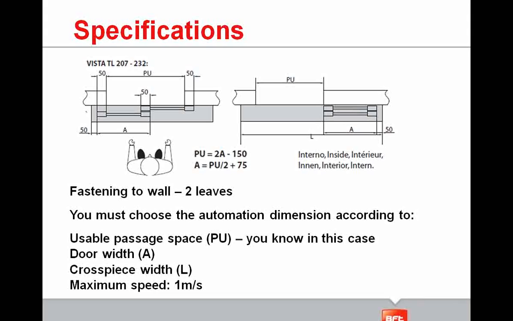So this is one example. If you want to fasten the 2-leaf automation to the wall, you can find the dimension of the automation by using the usable passage, because in this case you know the usable passage, so you can calculate the door width and the crosspiece width. In this case, the 2-leaf automation is installed. The maximum speed of opening and closing of this automation is 1 meter per second.